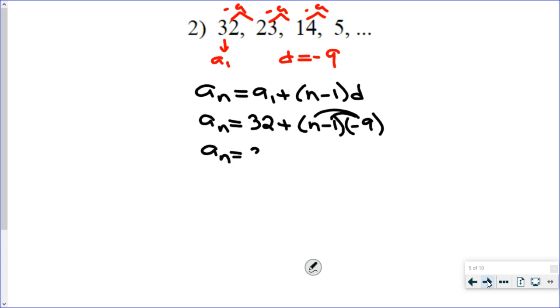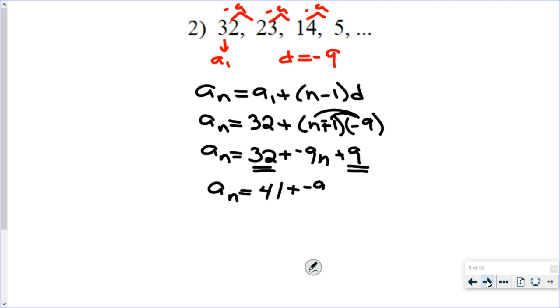Now I'm going to distribute again from behind. So it's negative 9n, and note, keep-change makes that a positive 9 at the end. Be careful. Combining those like terms, 32 plus 9 is 41, plus a negative 9n. This is my explicit formula.